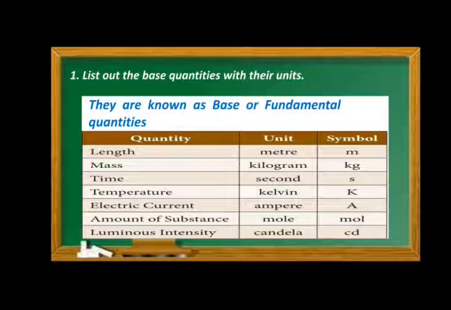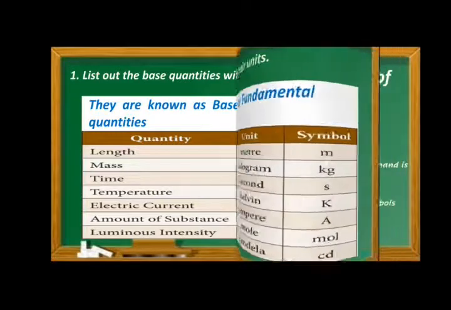Temperature, denoted by capital K because this unit is named after the scientist Kelvin. Electric current, denoted by capital A because this unit also is named after the scientist Ampere. Amount of substance, the SI unit is mole and it is denoted by small m, o, l, mol. Luminous intensity, the SI unit is candela, denoted by small c, small d.